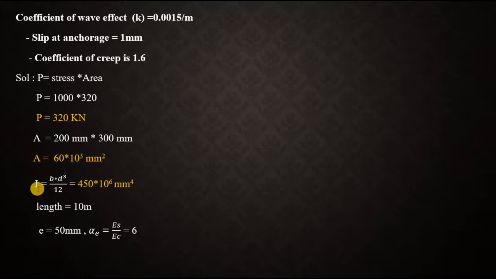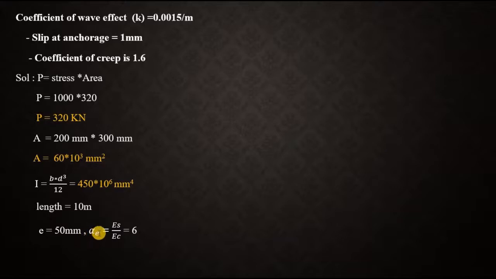Next is moment of inertia, that is I equals BD cube by 12 for the rectangular section. It is 450 into 10 power 6 mm power 4. We know B value, that is B is 200, depth is 300, cube by 12, we will get 450. Length is 10 meter, eccentricity is 50 mm.